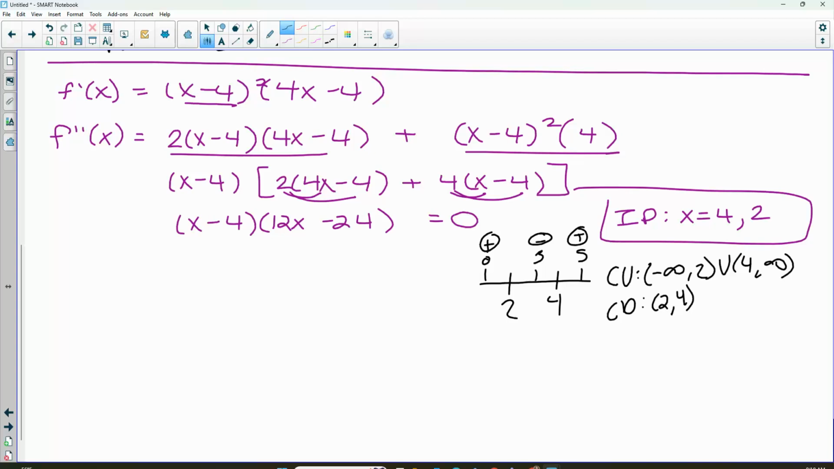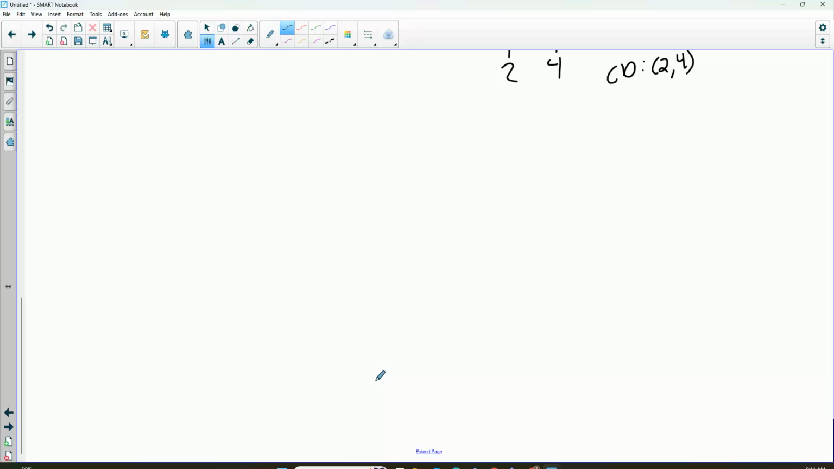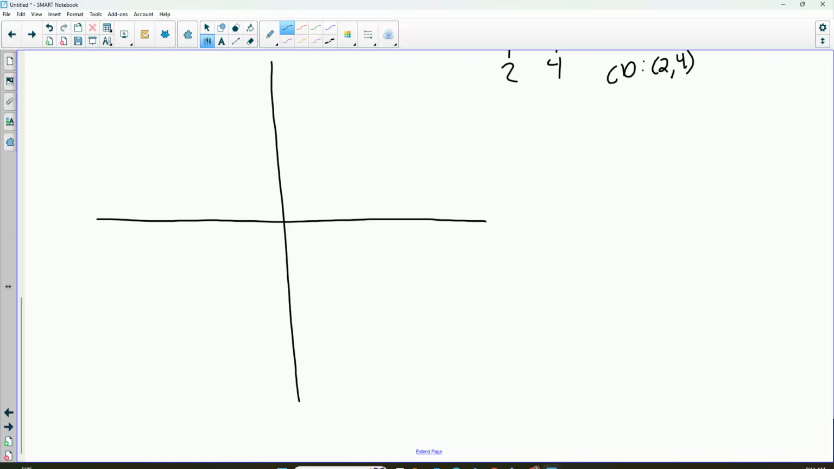Want to graph it, Hunter? Can you give me some? Just a little bit. Okay. So let's start with our graph. And we'll start with any concrete points we have. So we knew our x-intercepts were 0 and 4. So let's put a dot at 0 and 4 on the x-axis.